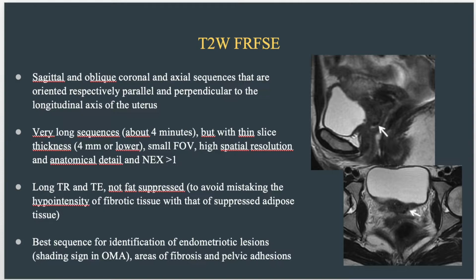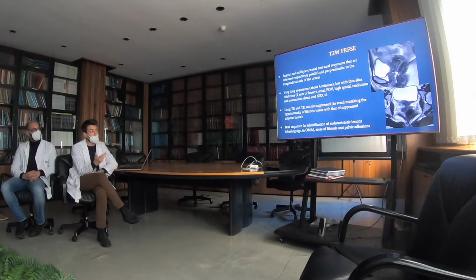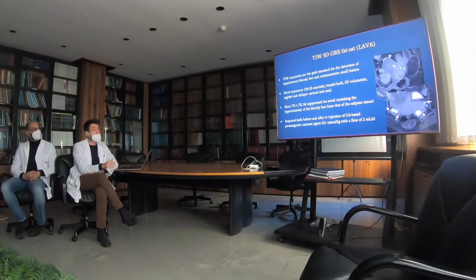Being T2 sequences, these sequences have a long TR and a long TE and are not fat suppressed, so as not to mistake the hypointensity of the suppressed adipose tissue with the hypointensity of fibrotic tissue, and are the best sequences for the identification of endometriotic lesions, areas of fibrosis and pelvic adhesions.